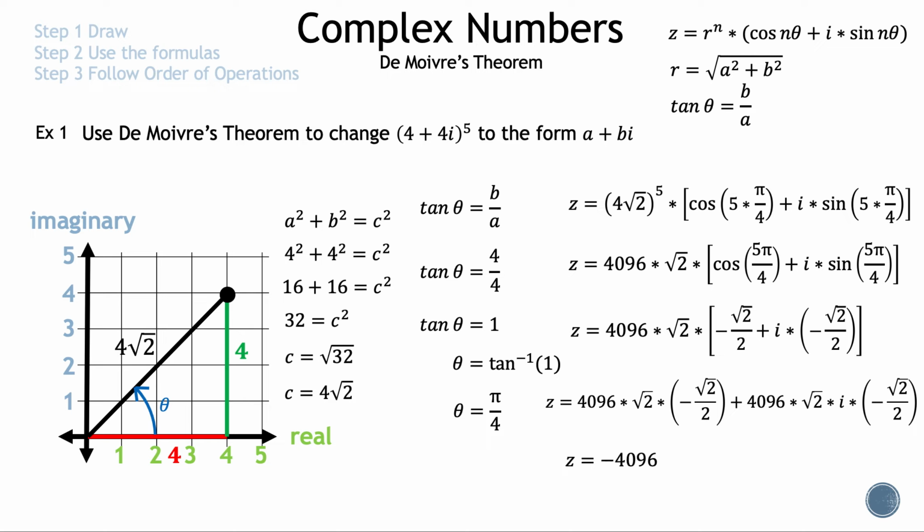And the result is negative 4096, and that is because square root of 2 times square root of 2 is 2, and 2 divided by 2 is 1, and we're still left with a negative. Now let's simplify the last part. Since we have the same numbers, we get the same result, so we have negative 4096i. So z is equal to negative 4096 minus 4096i. And that is example 1.